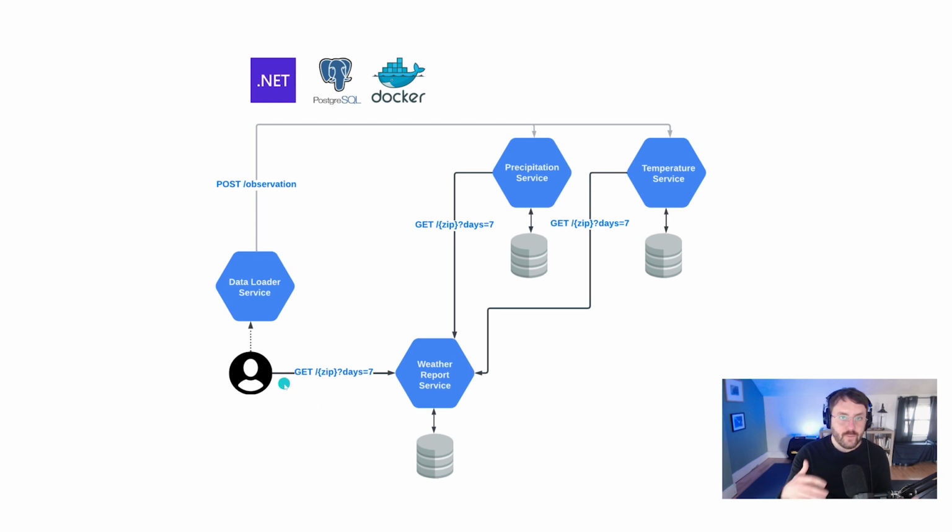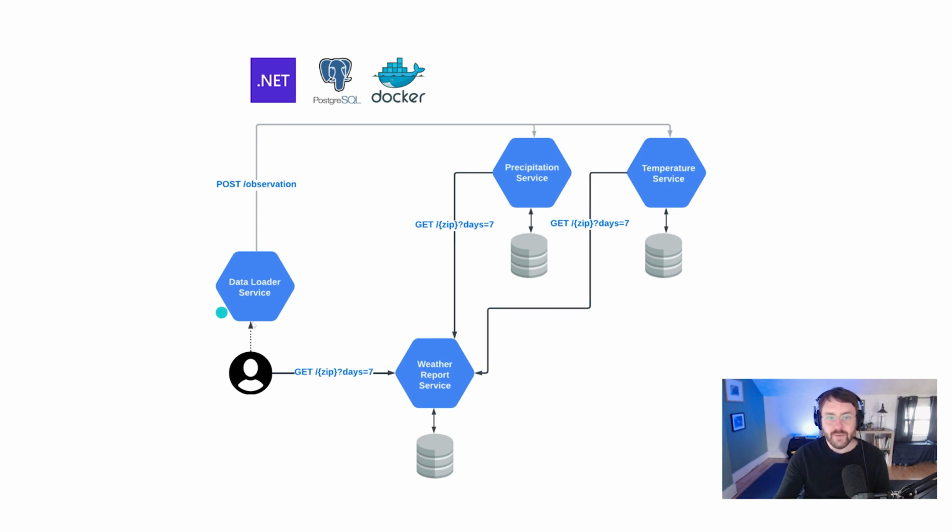And so we're going to build the software that fulfills that particular user story, and we're going to take a microservices architecture approach to solving this problem. Now, what we have here is a very simple microservices architecture. We've got three services that are collaborating to build and provide a user with this weather report. So we'll be building three separate microservices in .NET: a weather report service, a precipitation service, and a temperature service.